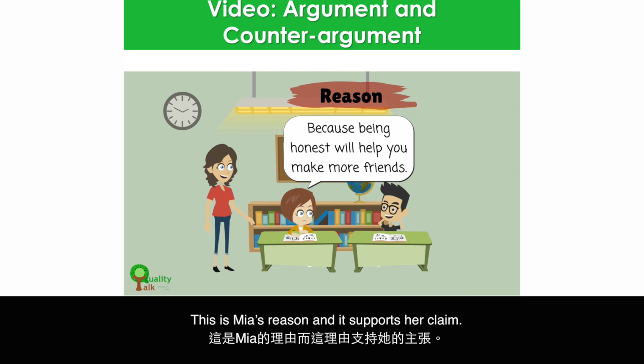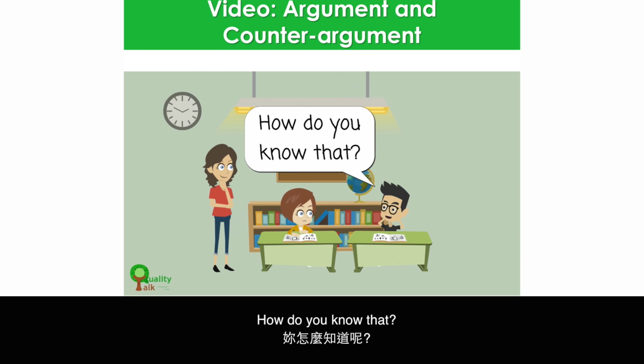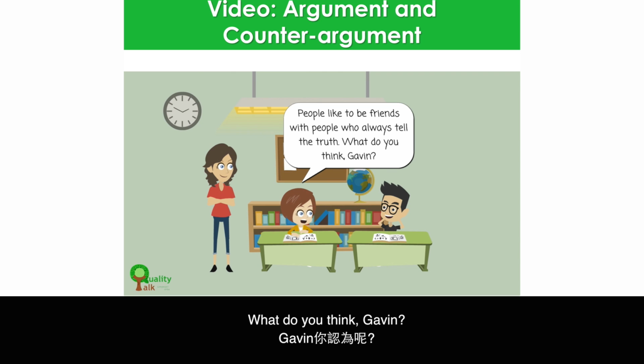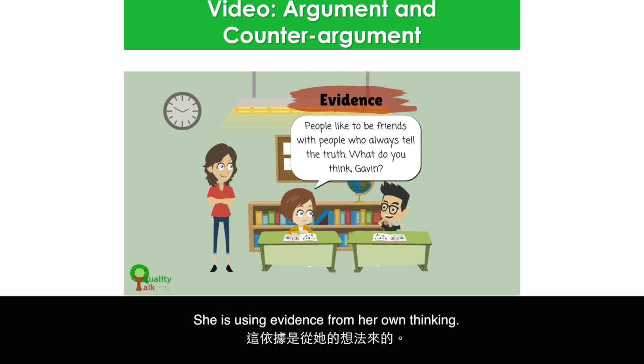Because being honest will help you make more friends. This is Mia's reason, and it supports her claim. How do you know that? People like to be friends with people who always tell the truth. What do you think, Gavin? Here is Mia's evidence. She is using evidence from her own thinking.